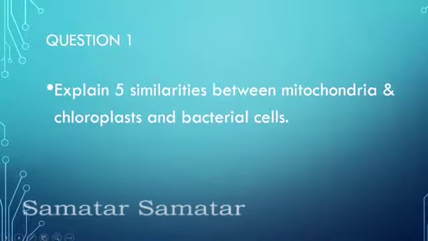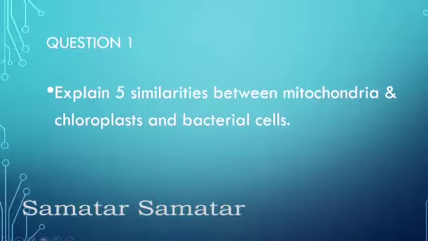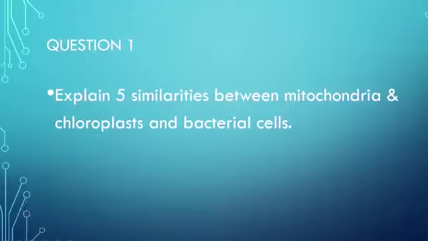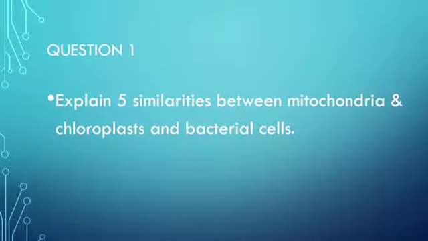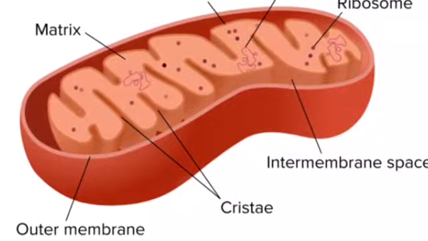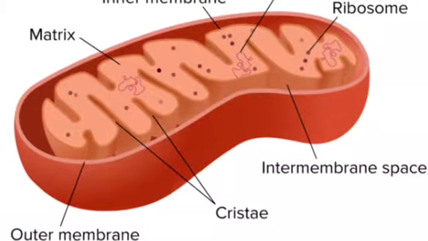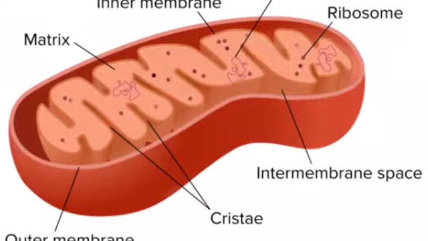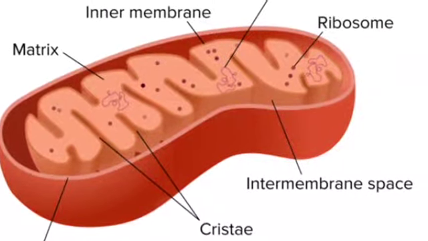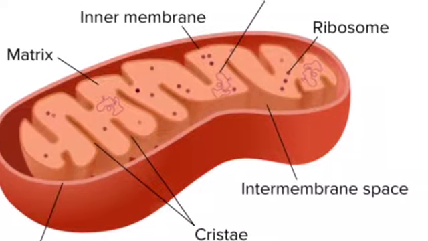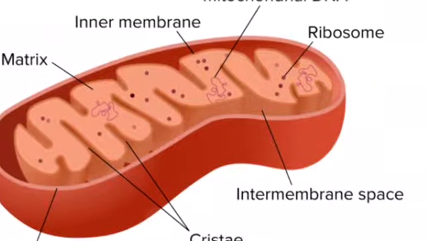To begin talking about the endosymbiotic theory, we are firstly going to discuss 5 similarities between the mitochondria, chloroplast, and bacterial cells. The first similarity that all 3 of them share is the ability to produce or release energy. The chloroplast does this by photosynthesis, the mitochondria by cellular respiration, and the bacterial cell by using its membrane.